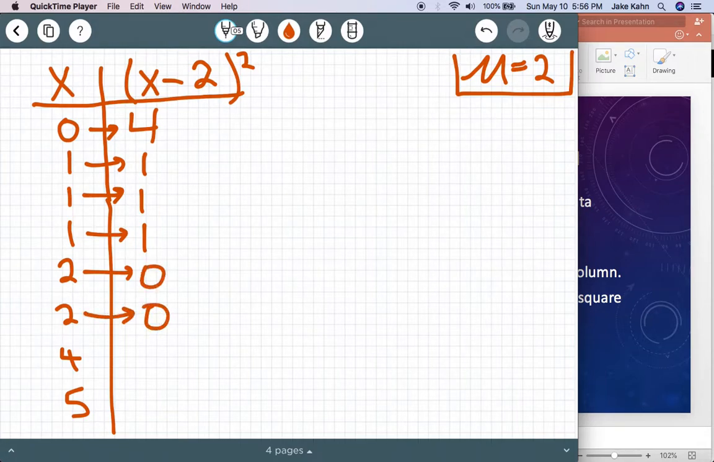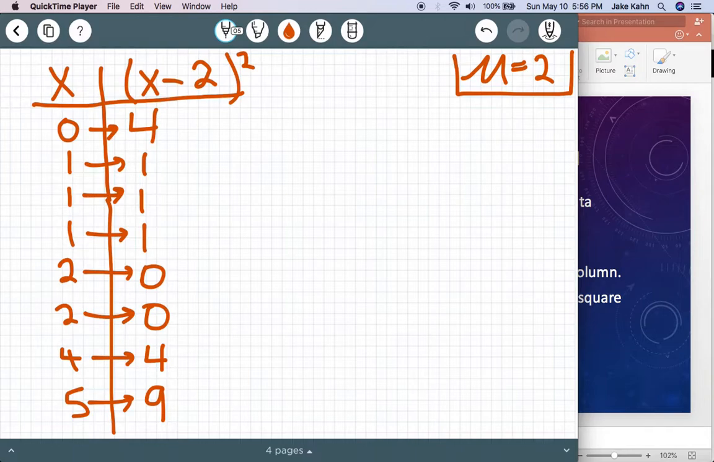For 4, 4 minus 2 is 2. 2 squared is 4. And then finally, 5 minus 2 is 3. 3 squared is 9. So those are the numbers that I have in my second column, and now step 3 is done.